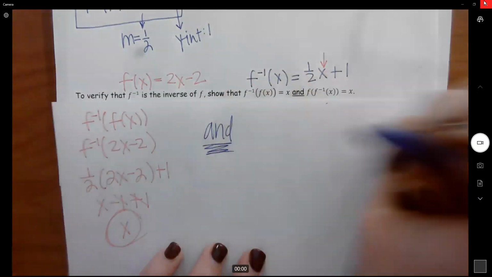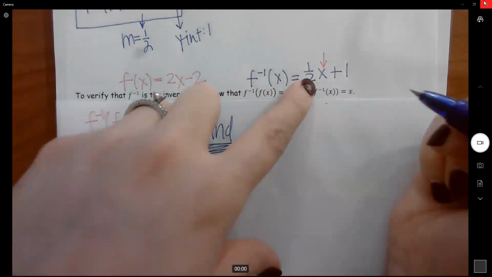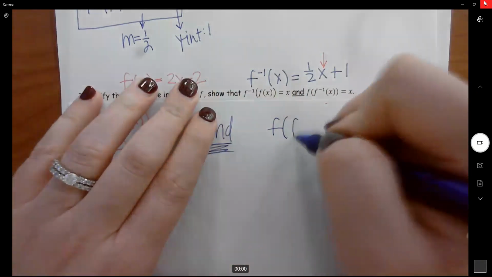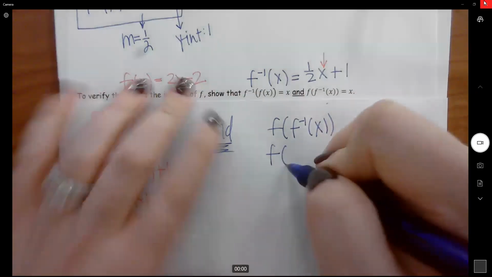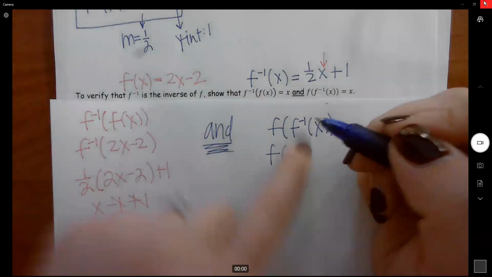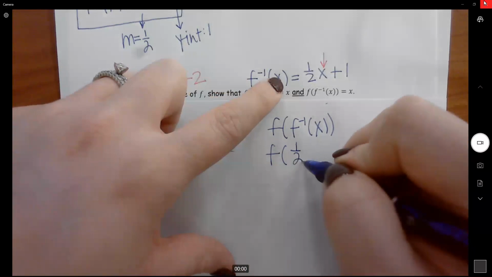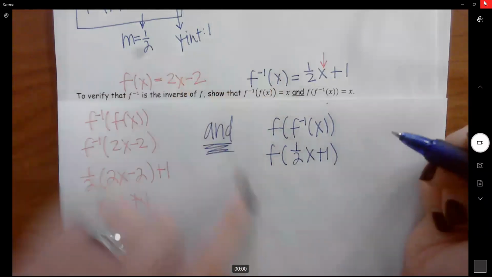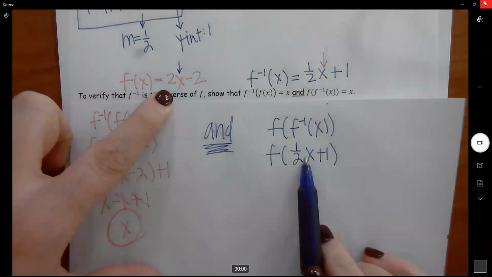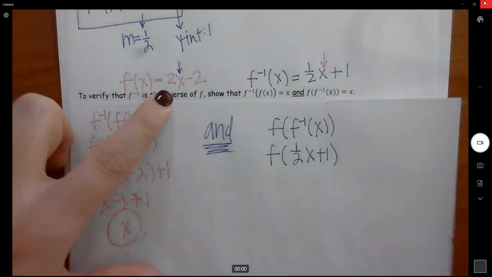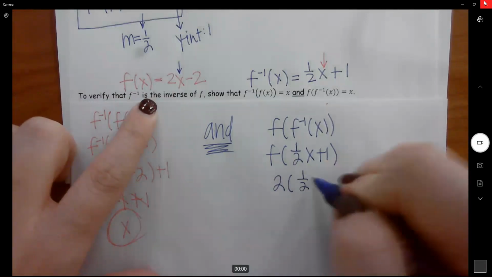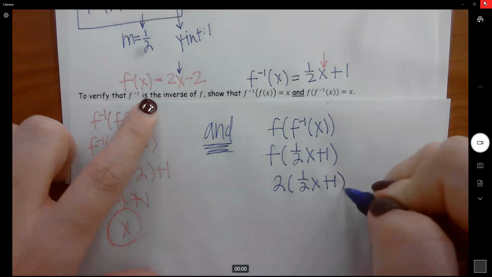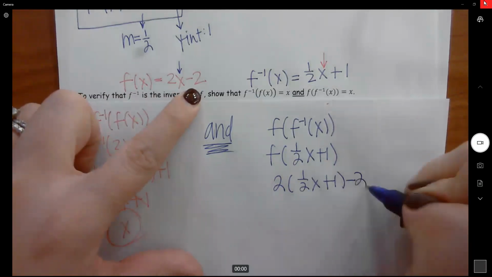So, my definition here, f of f inverse of x. Okay, well, what is my inverse here? My inverse is 1/2 x plus 1. And so now I'm going to take my function, and where I see this x, I'm going to replace it with 1/2 x plus 1. So we get 2 times 1/2 x plus 1, and then minus 2 at the end.